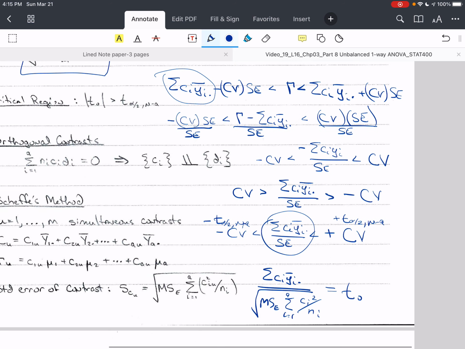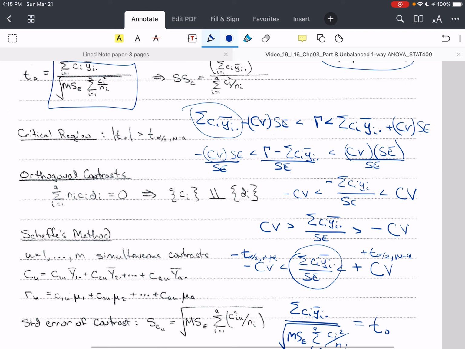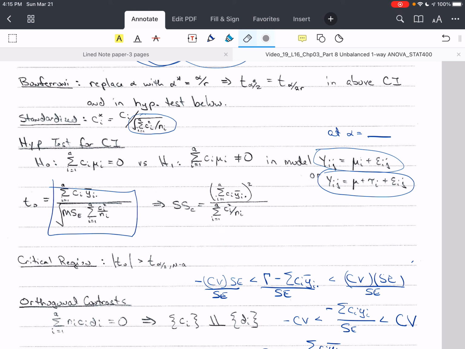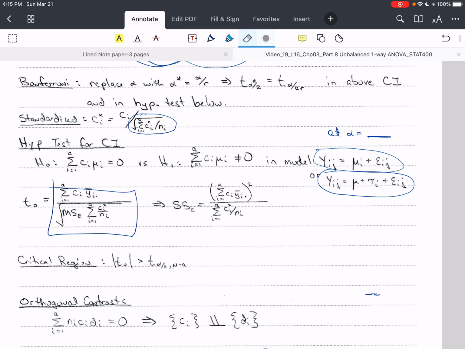So we can use the confidence interval to find our test statistic, or we could use our test statistic to find our confidence interval. Okay, so I hope that helps you understand the relationship between those two, because they are related.